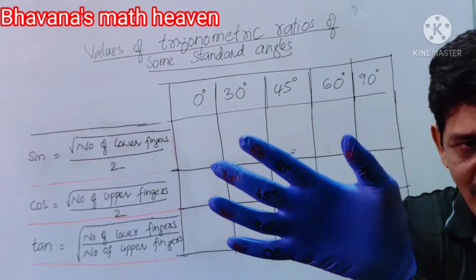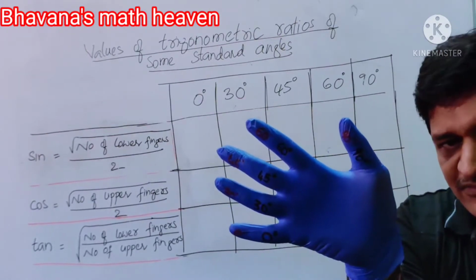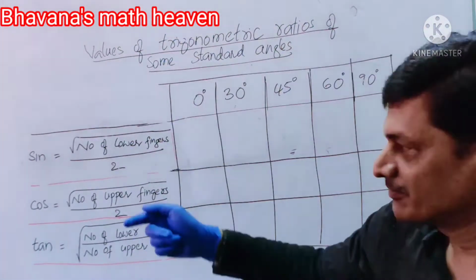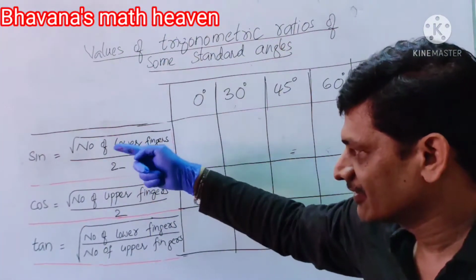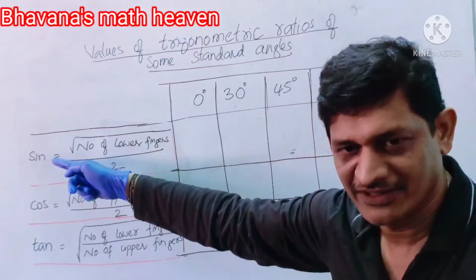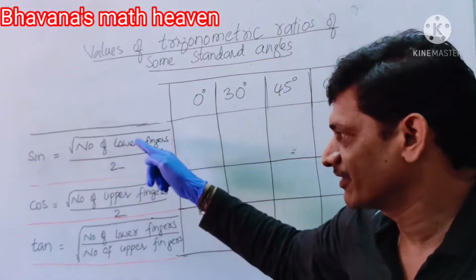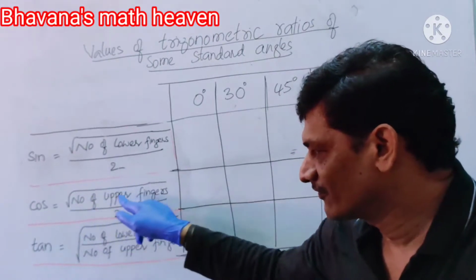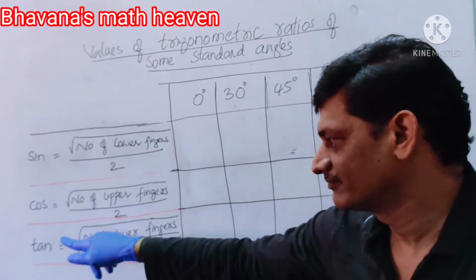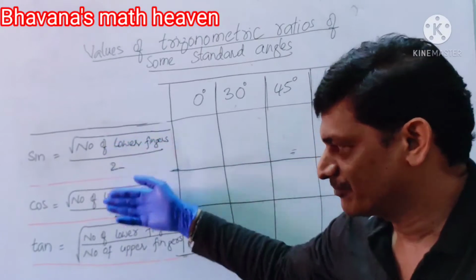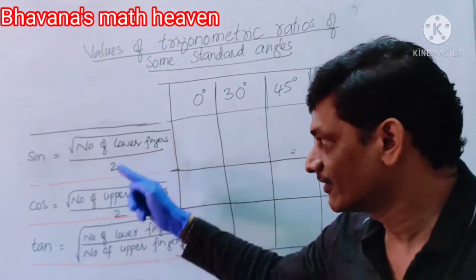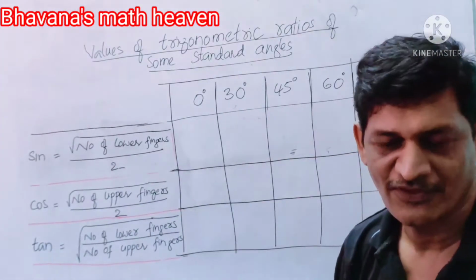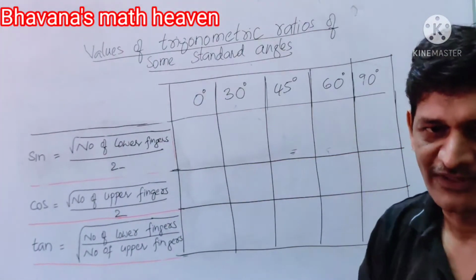Okay. Now coming to finding the values of sine, cos and tan, simply remember this technique. The formula to find the values of sine is root of number of lower fingers by 2. For cos, root of number of upper fingers by 2. And for tan, sine by cos, in other words, root of number of lower fingers by number of upper fingers. Okay. Now ready.